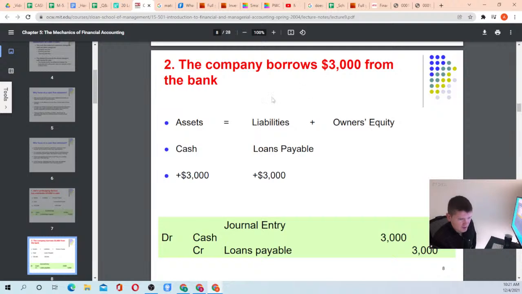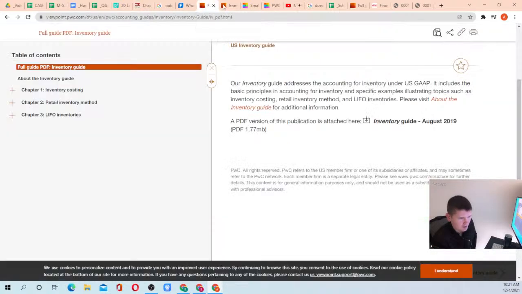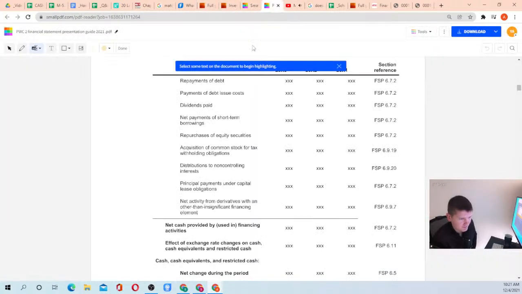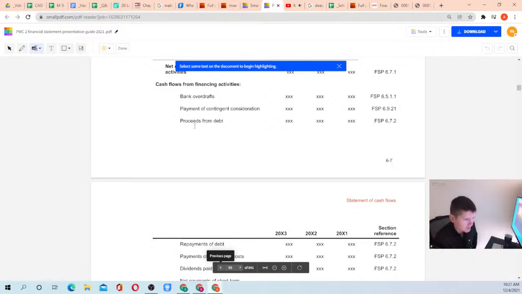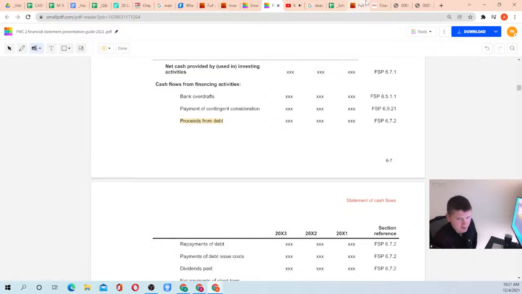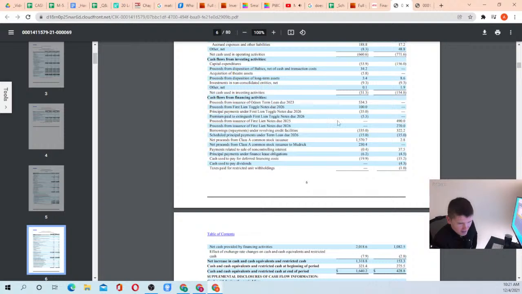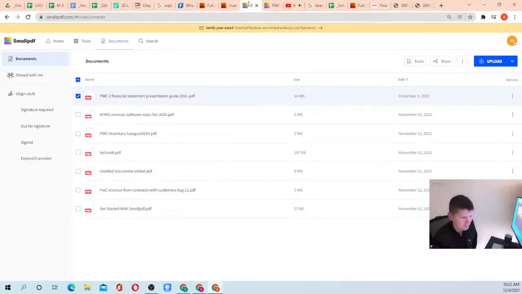The company borrows 3,000 from the bank. So loans payable, cash. Both in that guide, proceeds from debt. So here it is, proceeds from debt. In the AMC case, we have proceeds from issuance of other long-term loan. So here it is under financing activities. Next one, please.